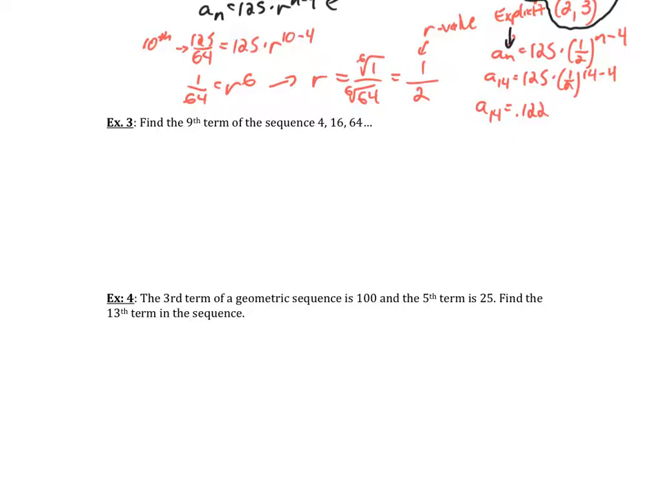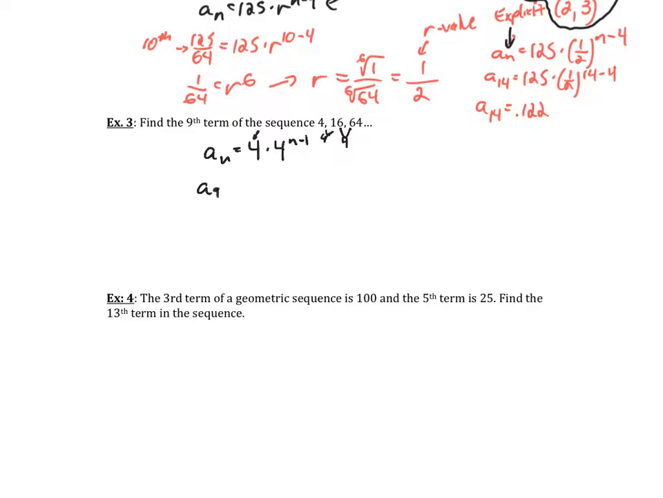All right, for 3, very similar to 1, I'm going to write out the explicit formula first. So a sub n equals 4, which is the first term, times the r value, which is 4, times 4 to the n minus 1. It's minus 1 because I'm using 4 here as my first term. You cannot combine that to 16 to the n minus 1. Do not do that. Find the 9th term.